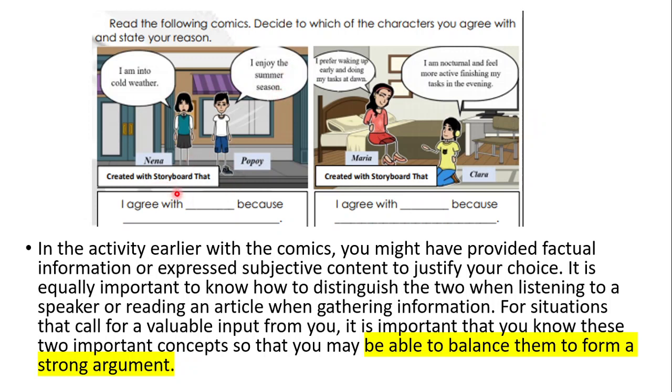So, this activity wanted you to complete this sentence by deciding which of the two characters, sinong gusto mo dyan, sino ka dyan. So, for example, ikaw si Popoy, siguro pwede mo sabihin, mas agree ako. I agree with Popoy because I also enjoy summer season because it is the season when I can eat ice cream. Okay, pwedeng ganon.